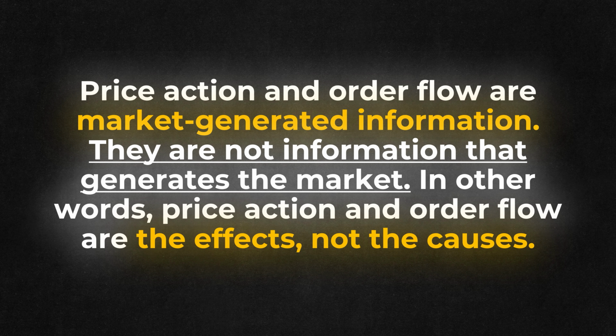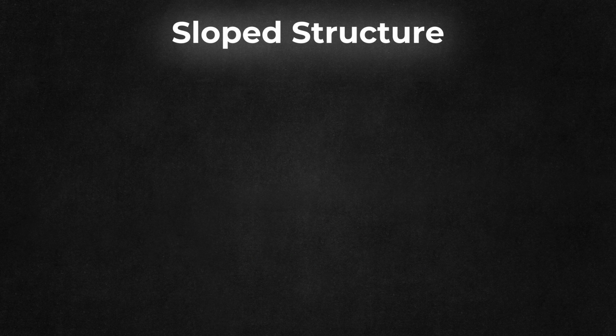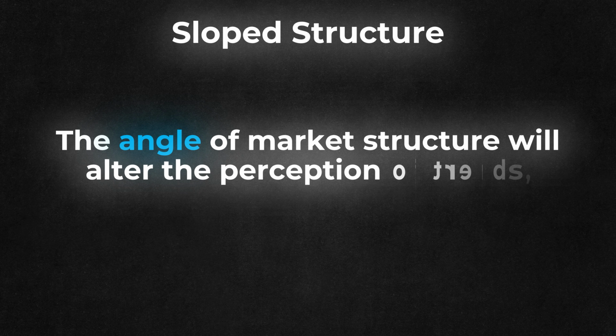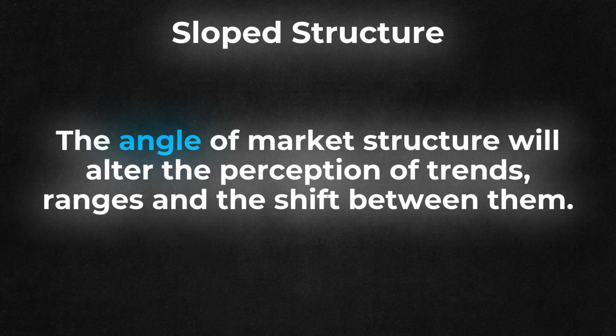In other words, price action and order flow are the effects, not the causes. With that said, let's talk about an additional concept. All the notions of market structure you learn in other channels focus on leveled markets. The angle of market structure will alter the perception of trends, ranges, and the shift between them. But that can only be perceived through trend lines rather than swing highs and lows in isolation.